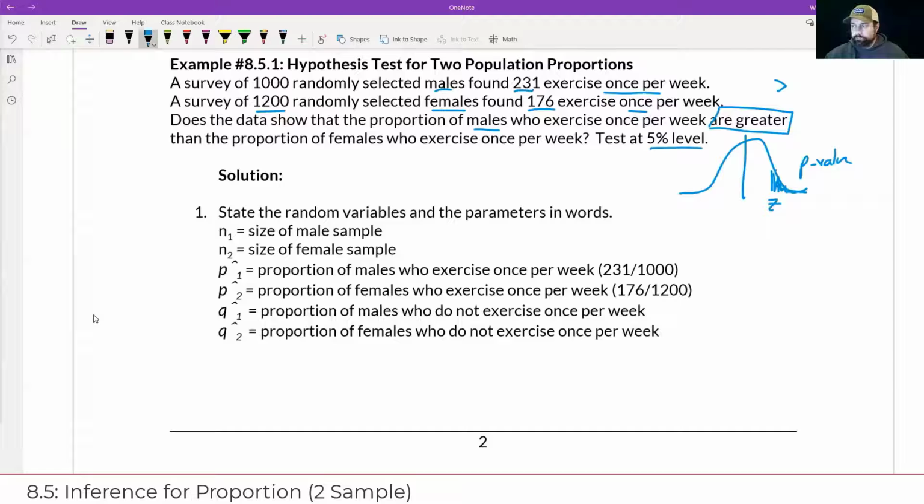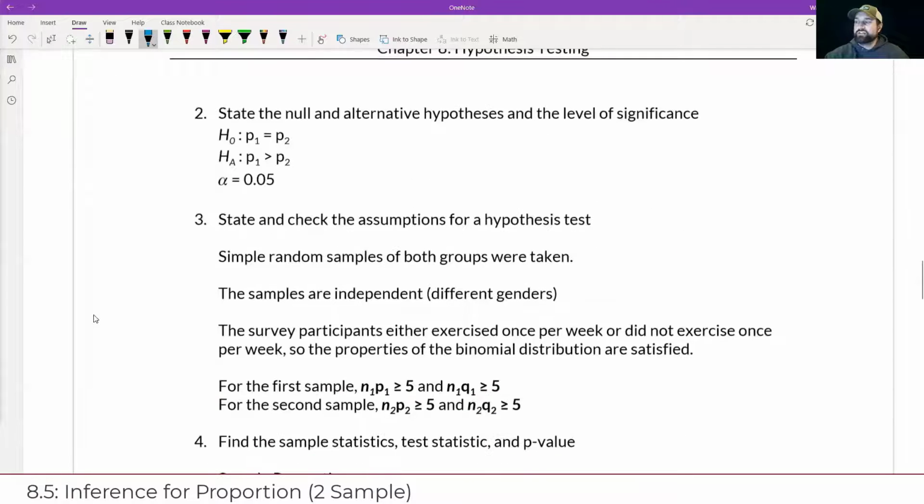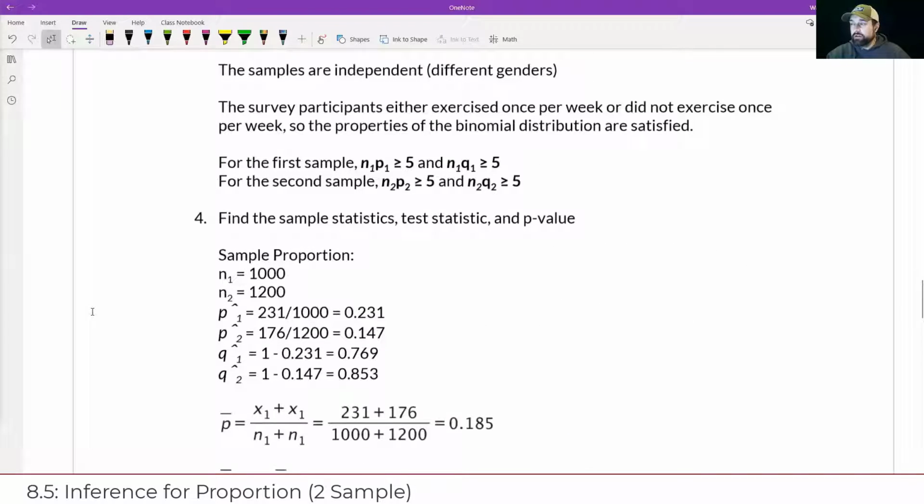So we take our data. We need to find the sample size of both male and female, the p-value of both male and female, and the q-value of both male and female. And then we're going to state our null hypothesis. Our alternative hypothesis is that the male is greater than the female, and we're going to test at the 5% level. So do we have a normally distributed situation?